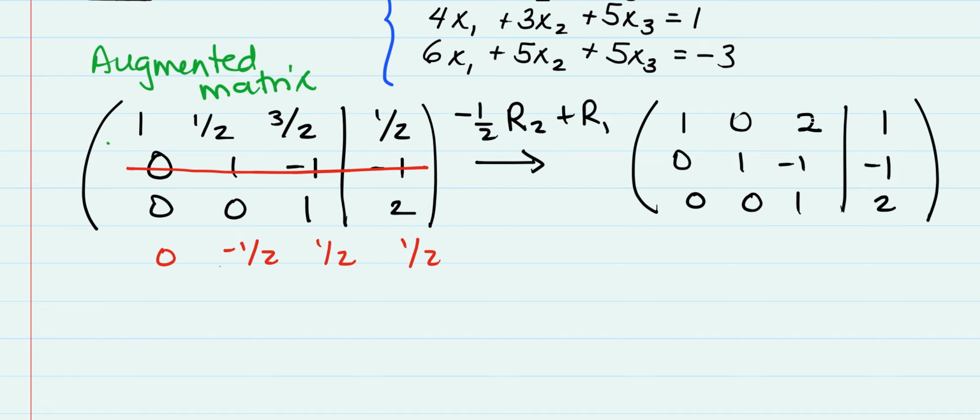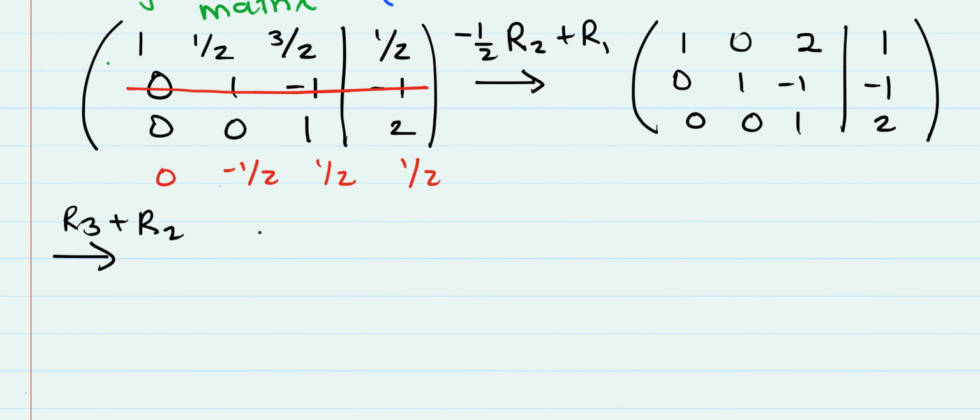Now we want to get rid of these two. So what I'm going to do is I'm going to take row 3, and I'm just going to add it to row 2 because that'll get rid of this -1. And then after that, I'm going to multiply row 3 by -2 and add it to row 1. Okay, so we're going to take row 3 and add it to row 2. I'm going to do this in 2 steps.